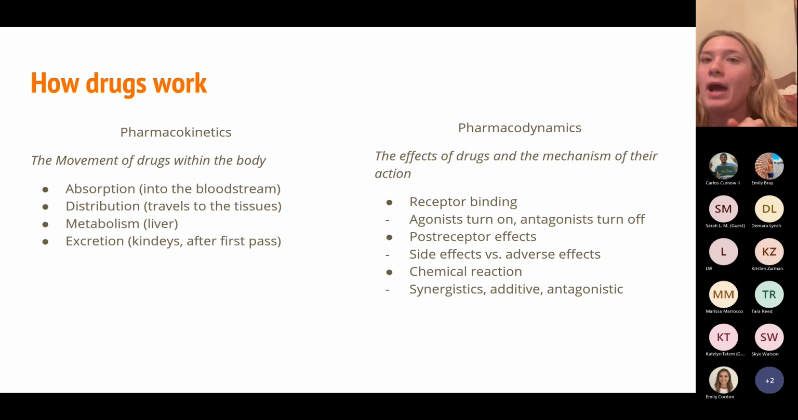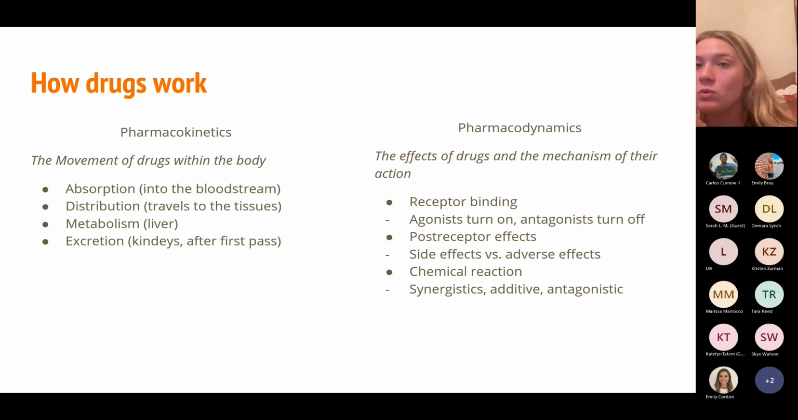First we're going to talk about how drugs work. When we're referring to pharmacokinetics, how do those drugs move throughout the body? When you think kinesiology, that's the study of movement of the body. So just think that kinetics is movement. We have 4 different phases of drug movement throughout the body: absorption, distribution, metabolism, and excretion.